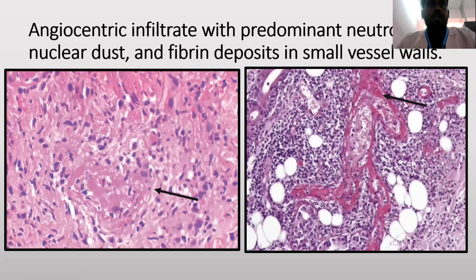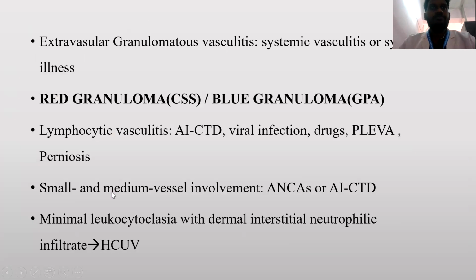So this is an angiocentric infiltrate with predominant neutrophils. You can see nuclear dusting as well, and apart from that, fibrin necrosis, which is reddish. We should always keep extravascular granulomatous vasculitis or systemic vasculitis in mind. And for lymphocytic vasculitis, we should keep in mind secondary causes such as connective tissue disease, viral infection, drugs, PLEVA, and pernio.